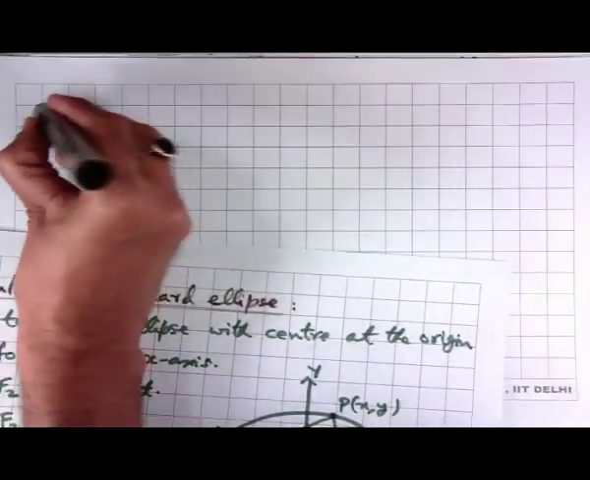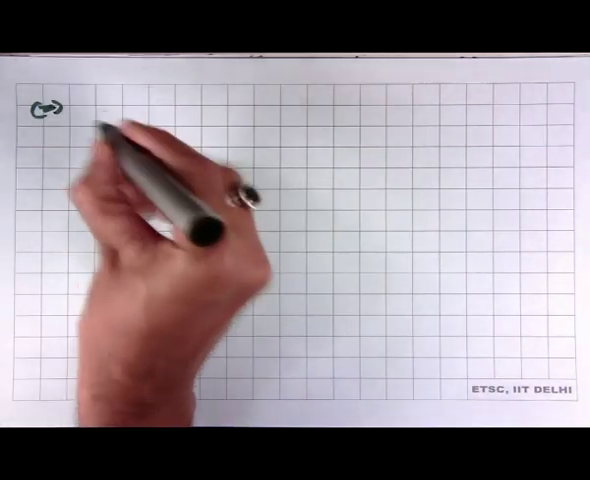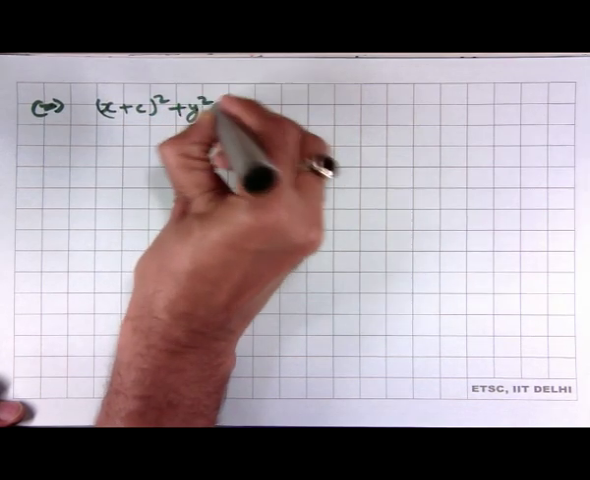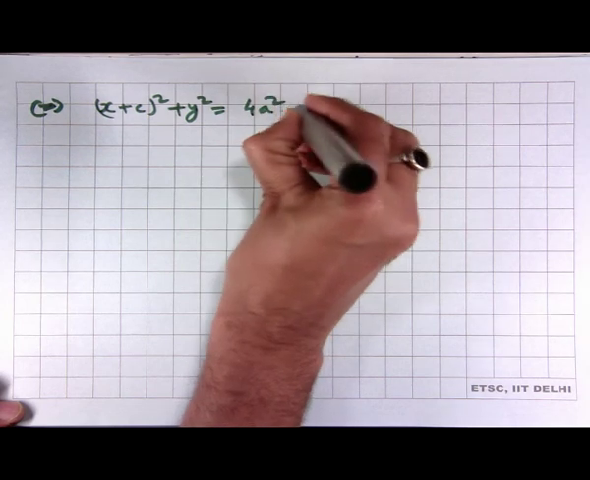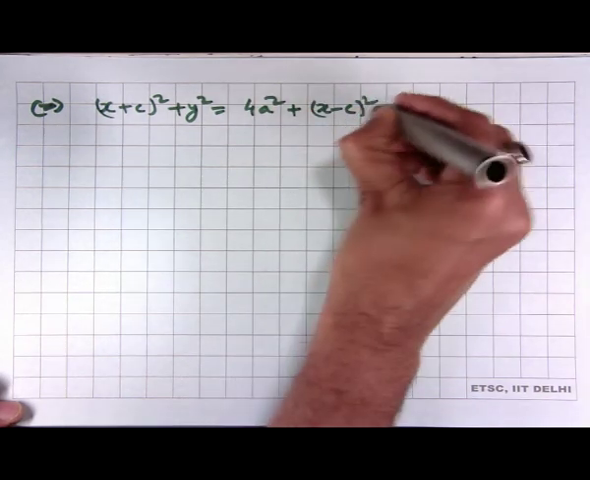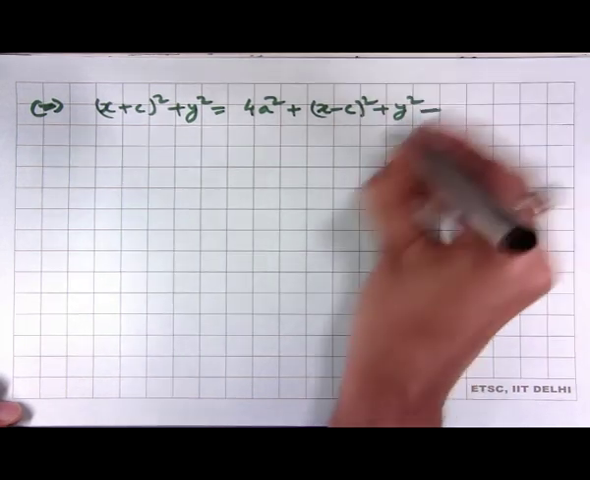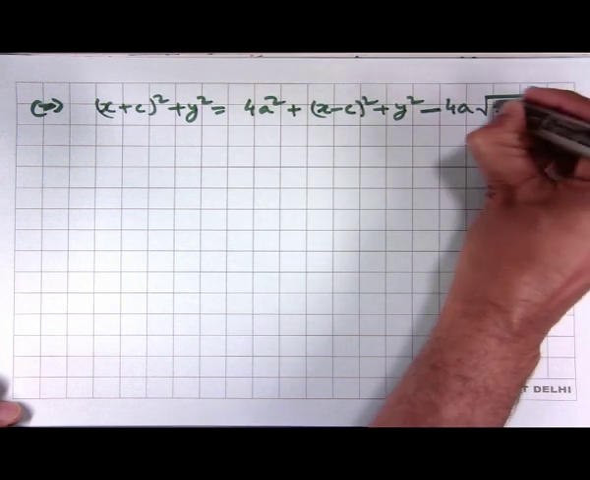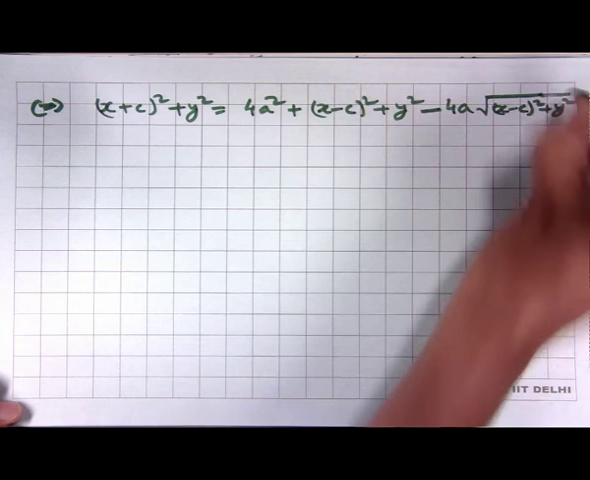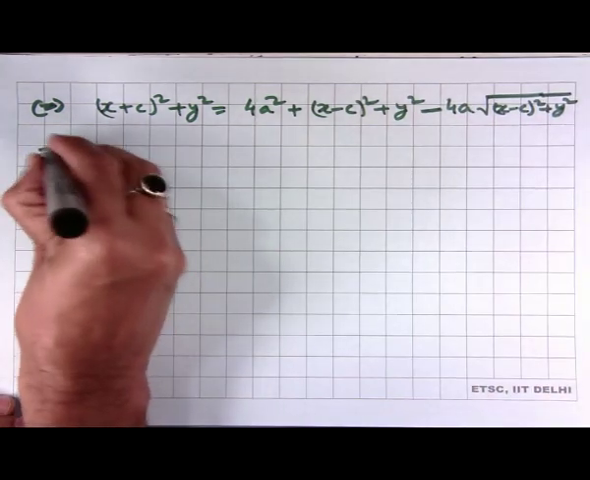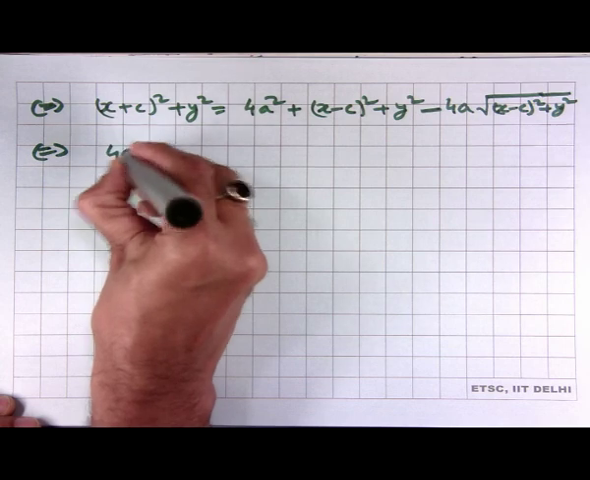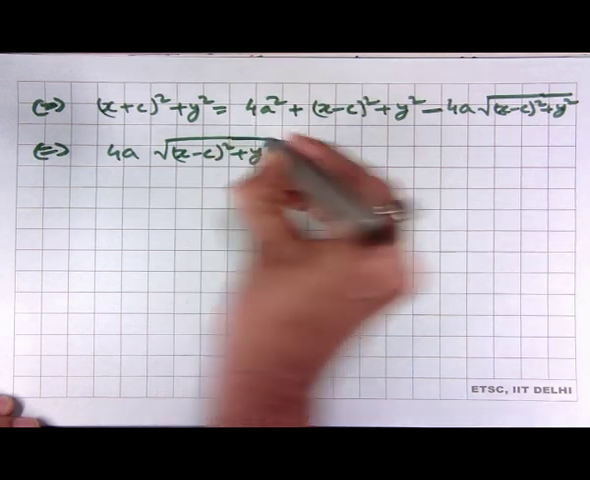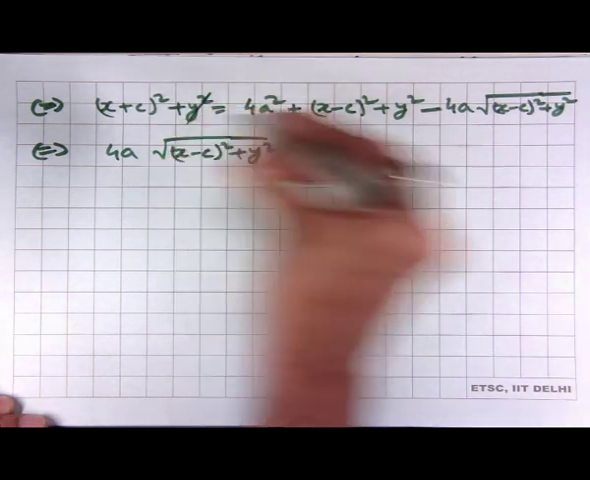Which implies we get (x plus c) square plus y square equal to 4a square plus (x minus c) square plus y square minus 4a times square root of (x minus c) square plus y square. So, let us take the square root to one side. This means 4a times square root of (x minus c) square plus y square is equal to, see, y square cancels.